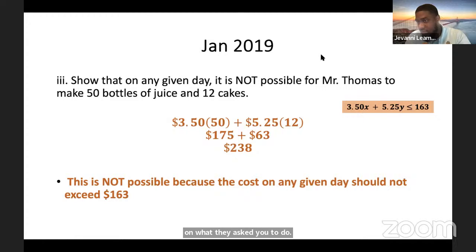All right, that's it from me, sir. Sorry. Yeah, man, that's fine. So it would not be possible to make 50 bottles of juice and 12 cakes, as you would have seen that it's 238, and that's practically way more than the 163 that was given in the question.